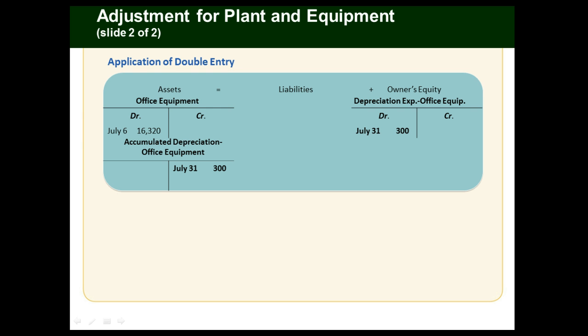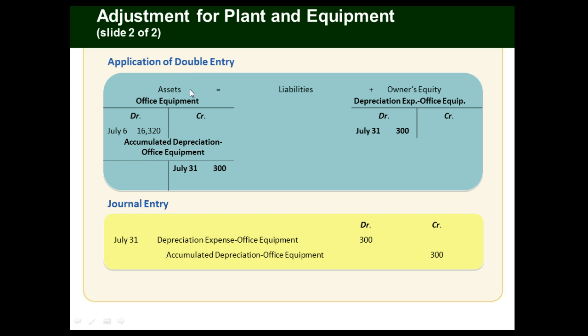How does this work? Our office equipment stays the full amount, $16,320. But when we take depreciation, we create this new account called accumulated depreciation on office equipment. We're going to debit our depreciation expense and we're going to credit our accumulated depreciation on the office equipment. And we're going to keep these two accounts kind of attached together so we know what their new carrying value is. So, to create that journal entry, we would debit depreciation expense, office equipment, and we're going to credit accumulated depreciation, office equipment. Okay?